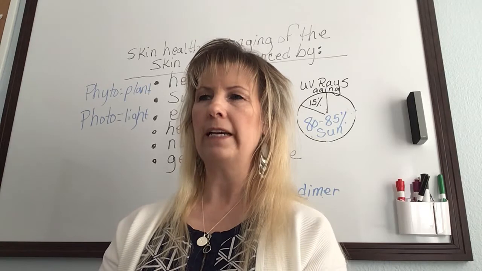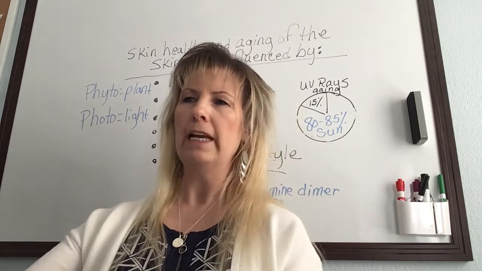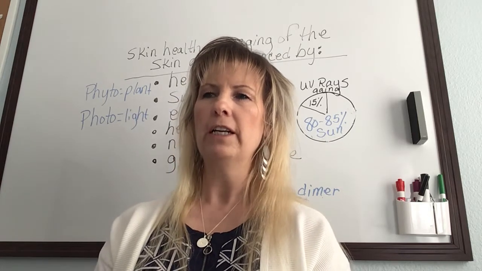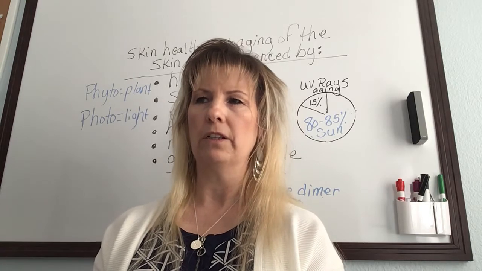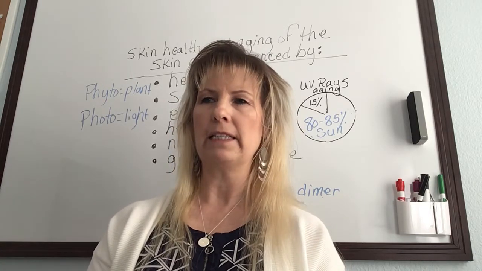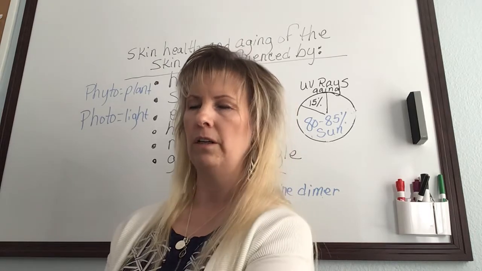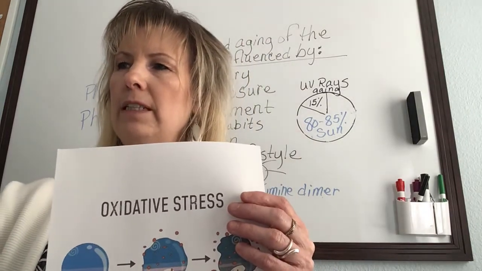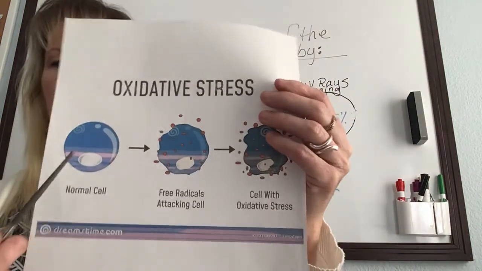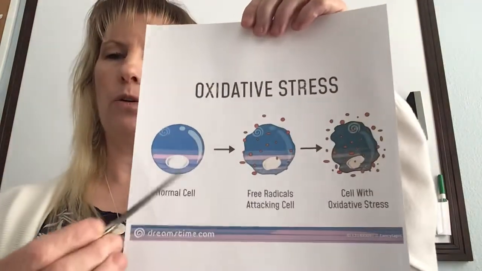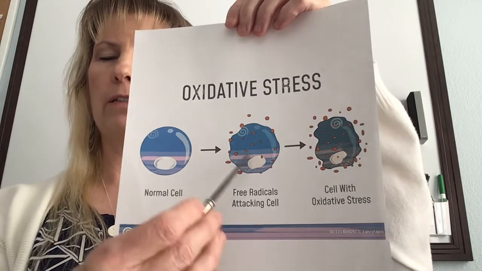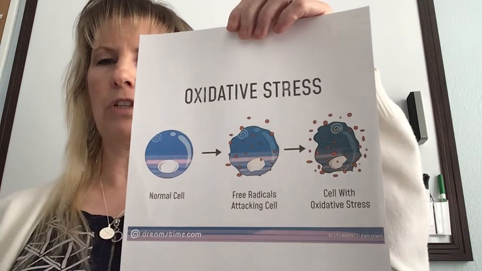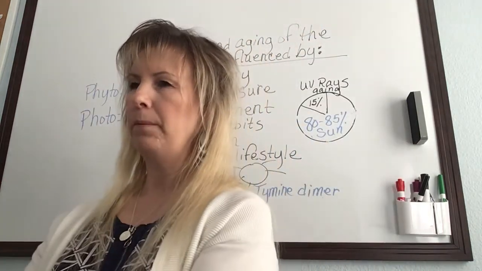So free radicals have an unbalanced electrical charge and they are unstable. Through a chain reaction of cellular destruction, they steal electrons from other molecules and put themselves back in a state of balance, but then those other molecules are unbalanced. Here I was just going to show you, this is called oxidative stress. And here's a normal cell, and then the free radicals have attacked the cell, and then here is a cell with oxidative stress. And so how do we prevent that?